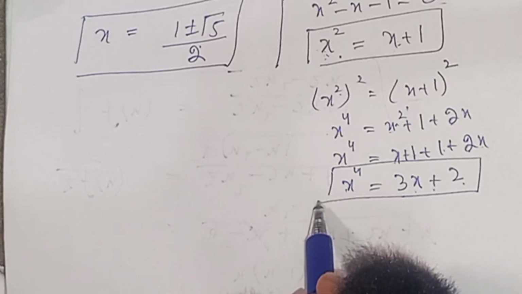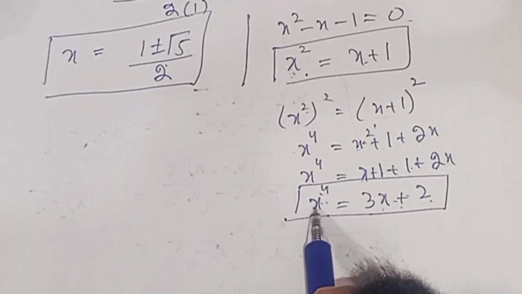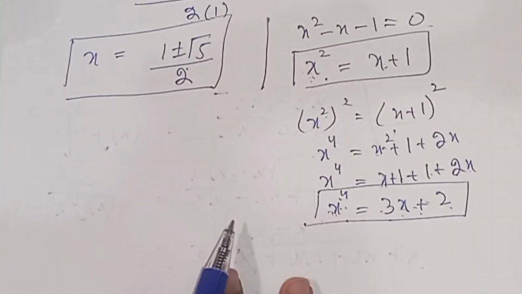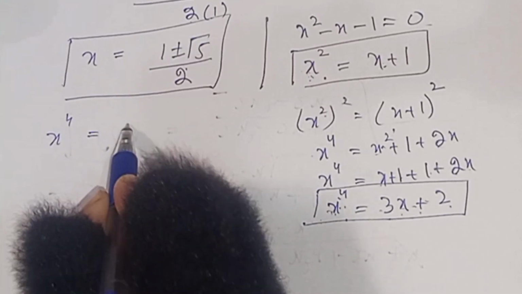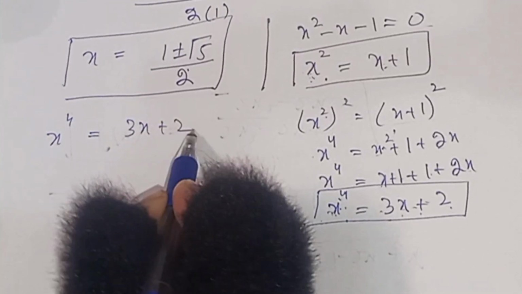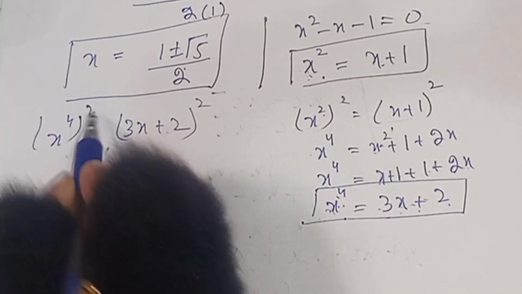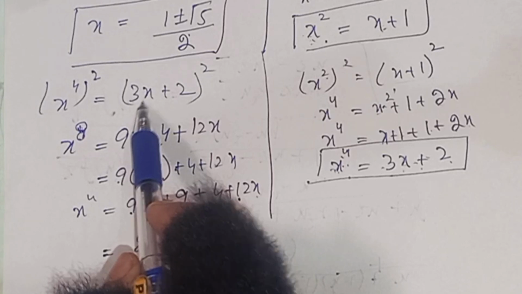In the next step, we find the value of x raised to the power 8. For this, we take a square on both sides of this equation. We write here the equation x⁴ = 3x + 2. We take a square on both sides, so this is a square and square. So this will become x⁸, and here we apply the square formula.